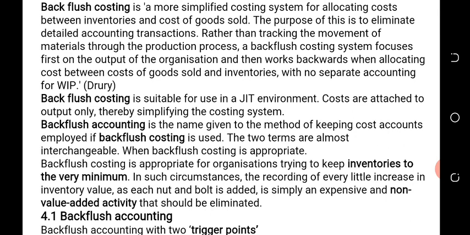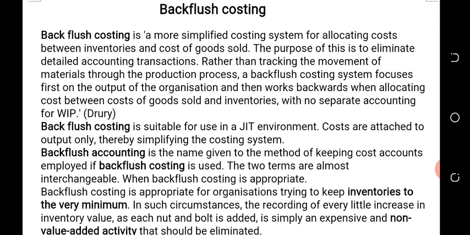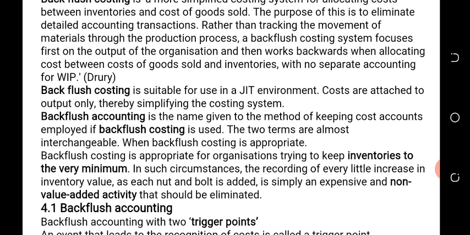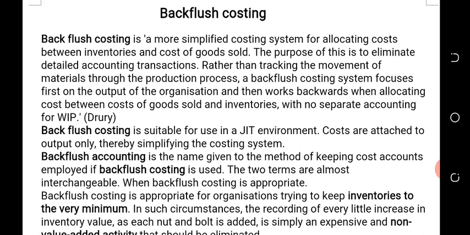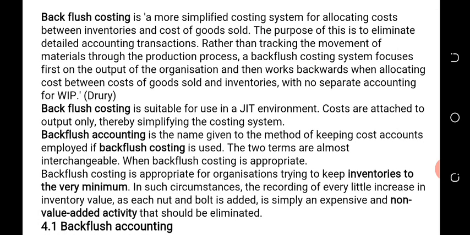That means you've already produced before you now start recording the cost from the inventory down to your cost of production. In this backflush accounting, it is a technique that tries to reduce the accounting record in the production phase. So it focuses majorly on the inventory that you purchase, the conversion cost, then your finished goods, which is the cost of goods sold. These are the three major transactions backflush accounting recognizes.